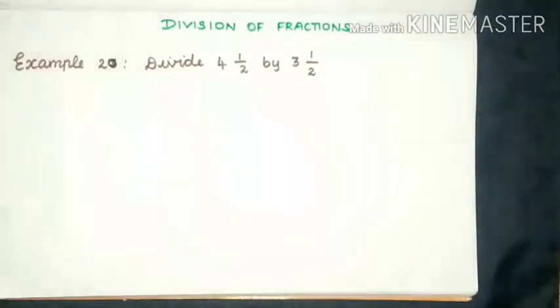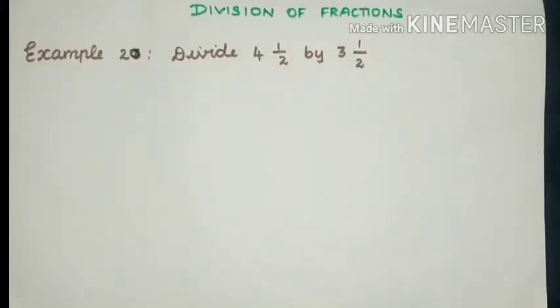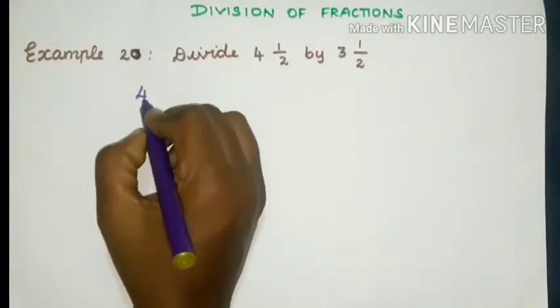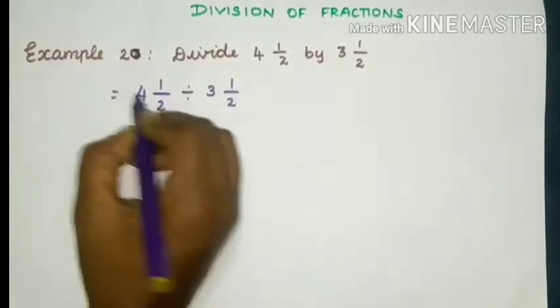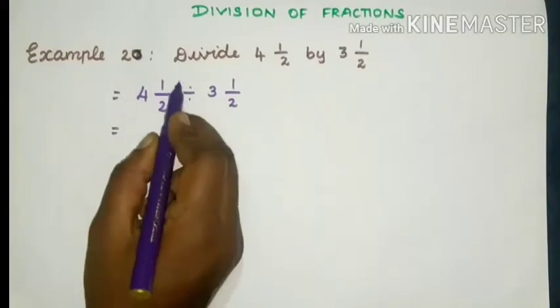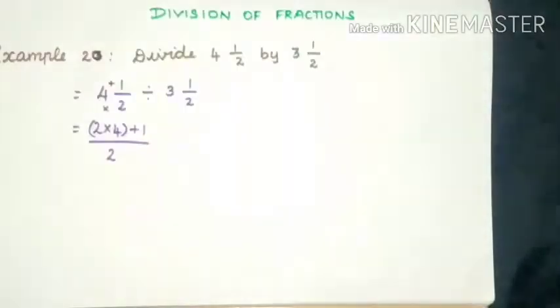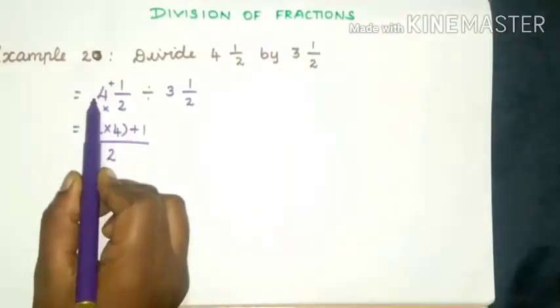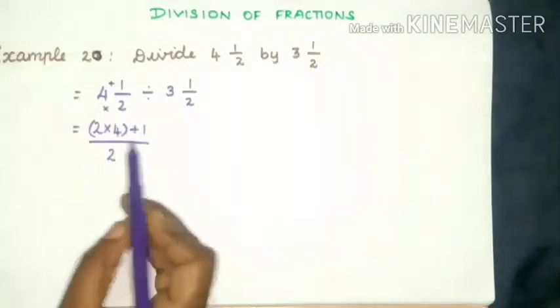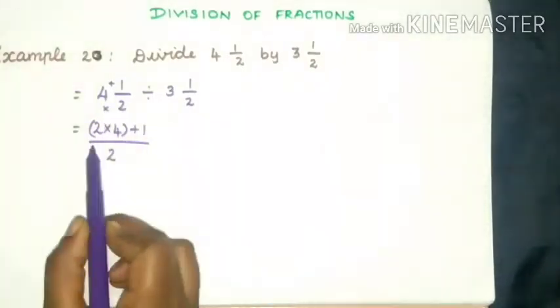Now let's see division of fractions. Example 20. Divide 4 1 by 2 by 3 1 by 2. Students, note it carefully. First you have to change this mixed fraction into an improper fraction. 4 1 by 2 divided by 3 1 by 2. For that, you have to multiply the denominator into the whole number and then add the numerator. 2 into 4 plus 1 divided by 2.